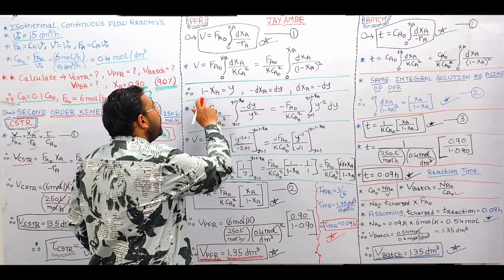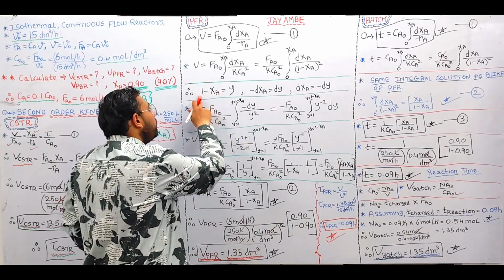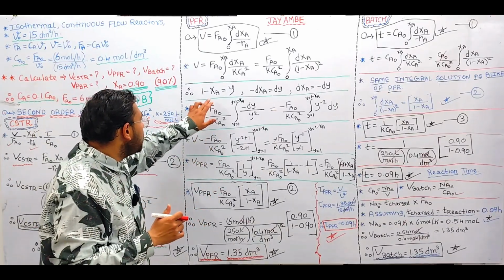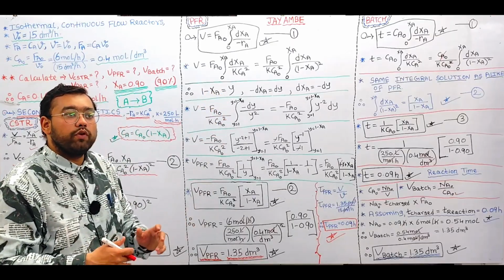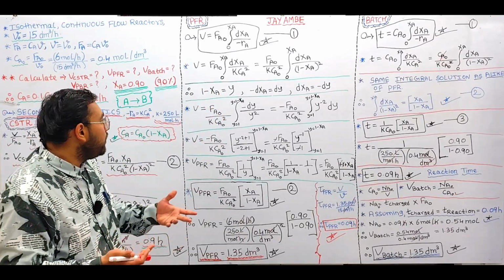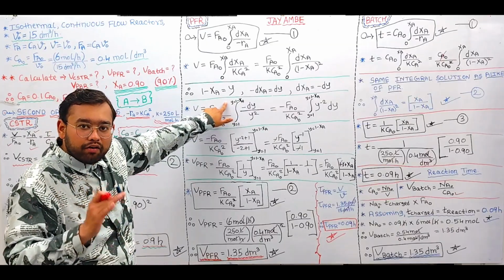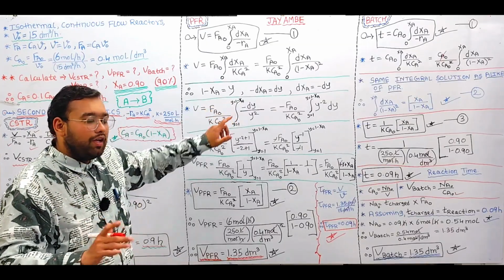So y is equal to 1 minus XA, where 1 represents the 100% conversion, minus XA, which is the conversion we have reached, and y represents the fraction of conversion which we have achieved in the reaction environment. I hope you have understood the upper limits.